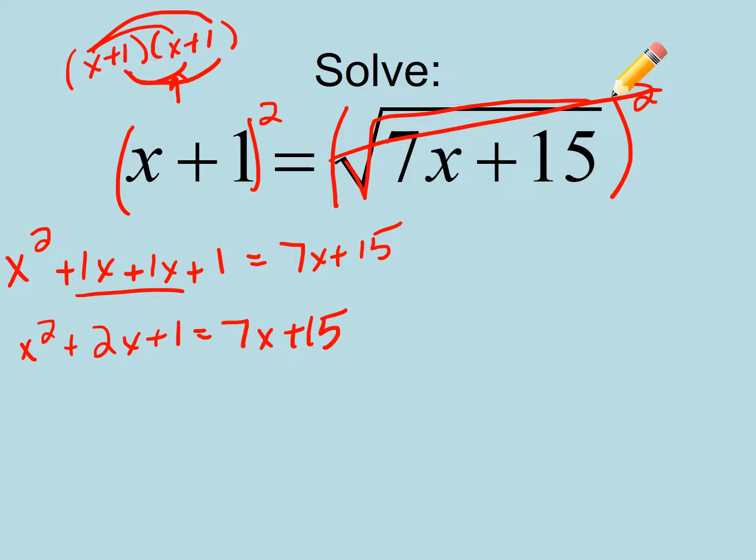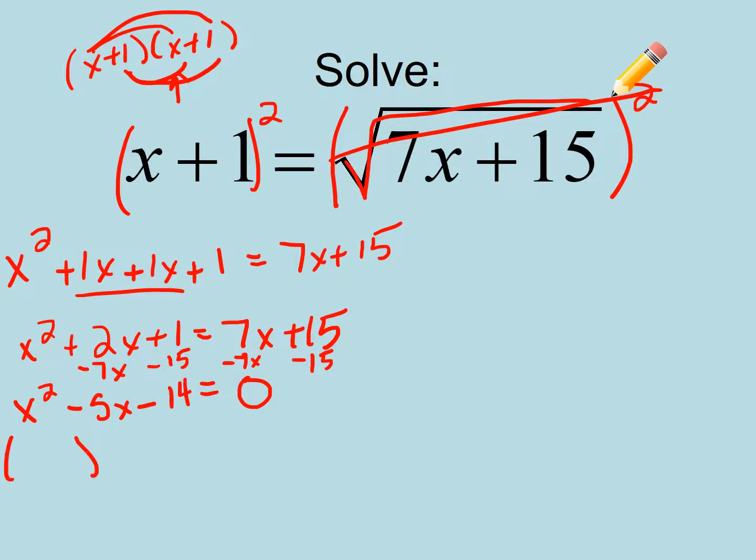Now I have an x squared and an x involved, so you got it, ladies and gentlemen. We are going to have to factor this baby or get one side equal to 0. So I'm going to subtract the 7x and the 15 from both sides. So x squared, we have 2 minus 7 is a negative 5x. 1 minus 15 is a minus 14.